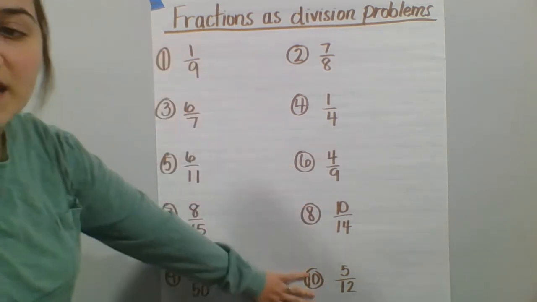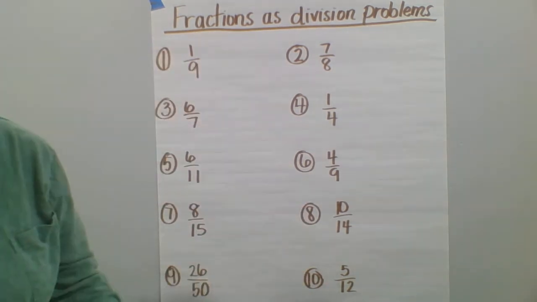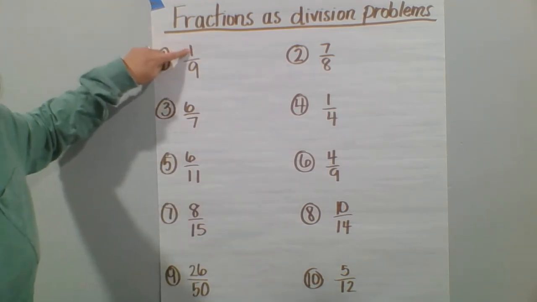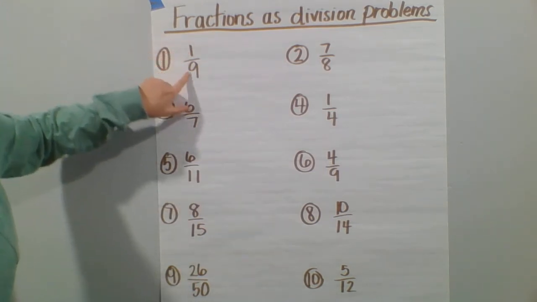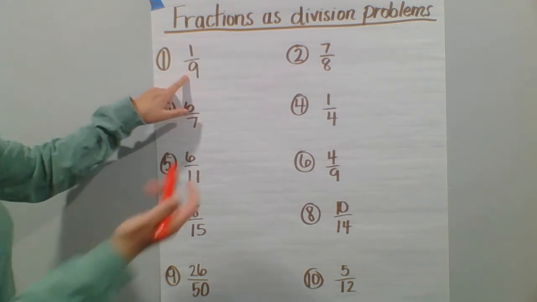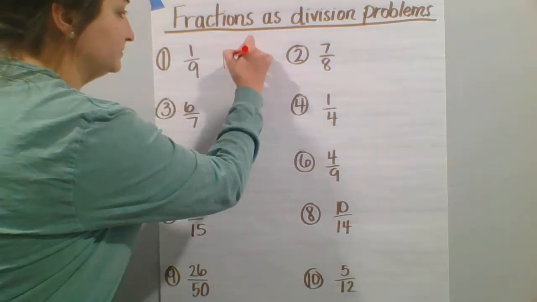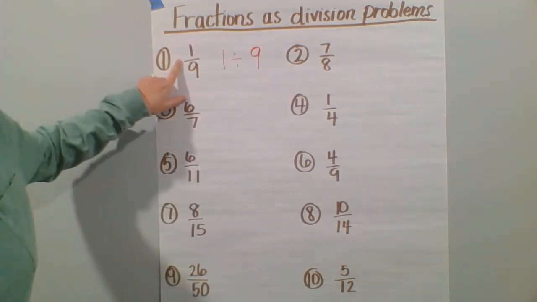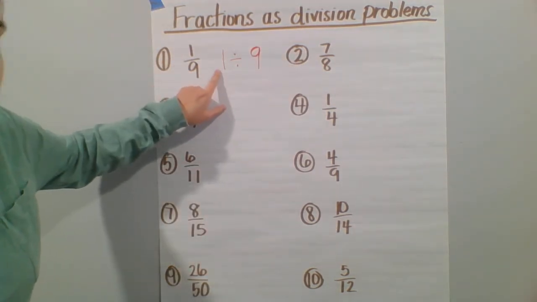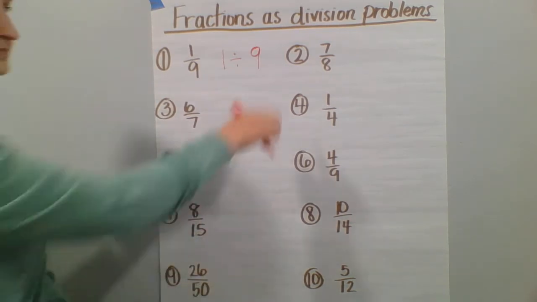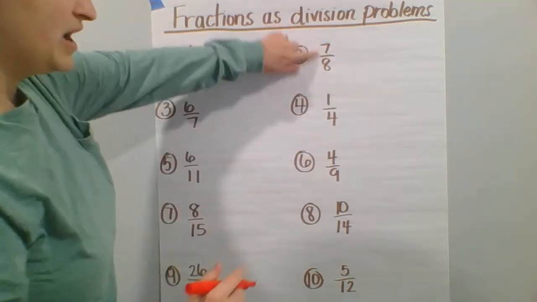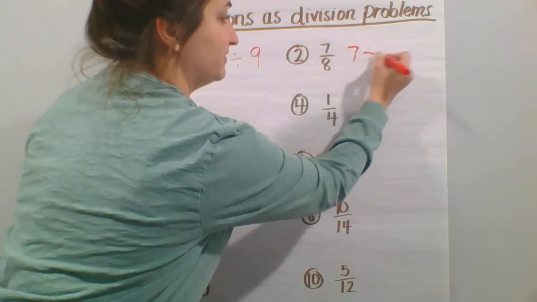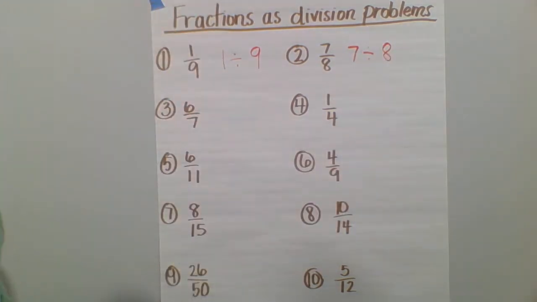So on these first 10 questions, we're going to be representing these fractions as division problems by taking that first number, our numerator, and dividing it by our denominator. So it would look like this: 1 divided by 9. So this fraction is represented by this division problem, 1 divided by 9. Number 2, numerator divided by denominator. So 7 divided by 8.